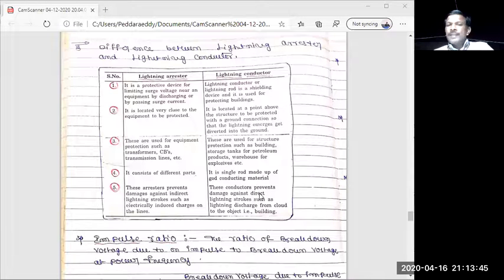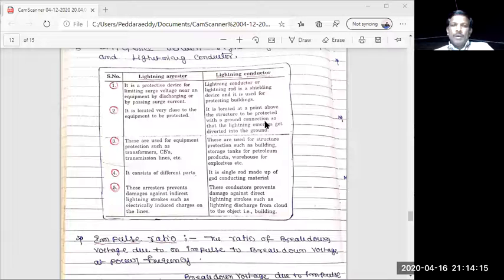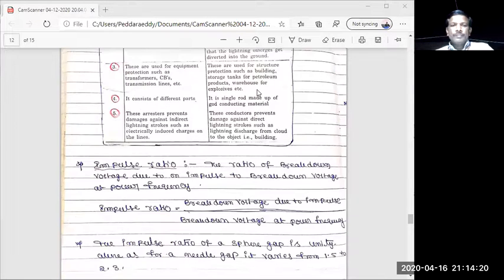And coming to lightning conductor, these conductors prevent damage against direct lightning strokes, such as lightning discharge from cloud to the object. So it diverts direct lightning strokes. So the lightning conductor or lightning rod protects from direct lightning. Surge arresters protect from indirect lightning. Okay, so these are the differences between lightning arrester and lightning conductor.